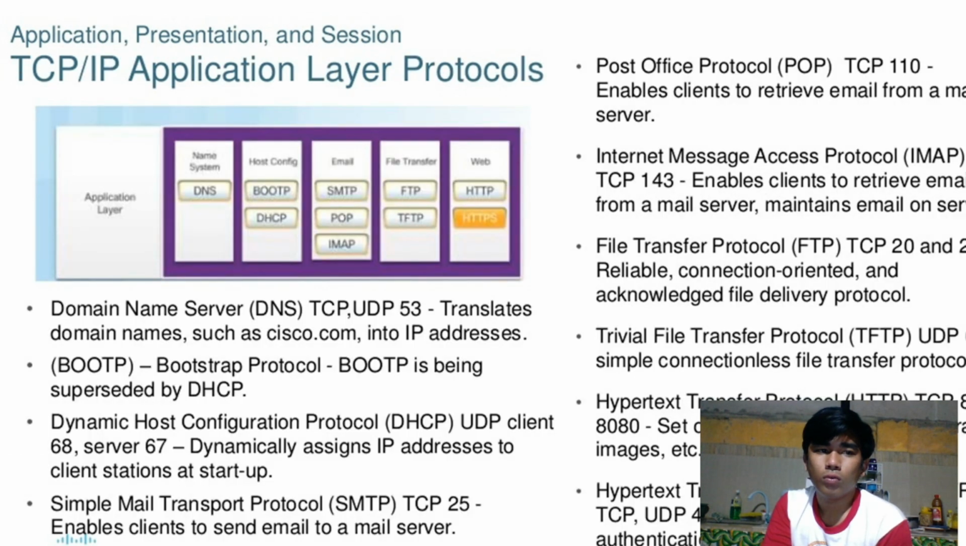TCP/IP application layer protocols. The Domain Name Server, or DNS, TCP/UDP 53, translates domain names such as cisco.com into IP addresses. BOOTP, or Bootstrap Protocol, is being superseded by DHCP. The Dynamic Host Configuration Protocol, DHCP, UDP client 68, server 67, dynamically assigns IP addresses to client stations at startup.